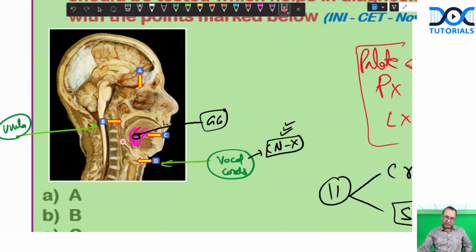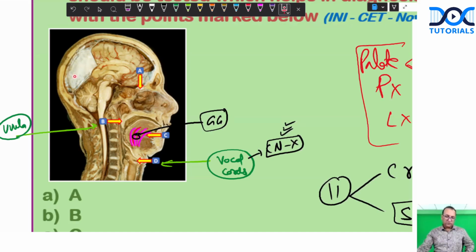And what is this area? This is epiglottis, lid over the larynx. Sometimes they'll mark that also. And this is the larynx, the vocal cord. This is the tongue. And that is vertebral column with intervertebral disc. That is spinal cord in the vertebral canal. That is the brain stem. Right. Midbrain, pons, and medulla.